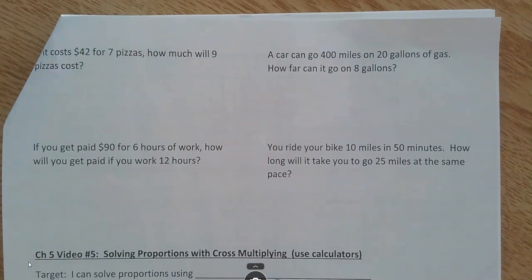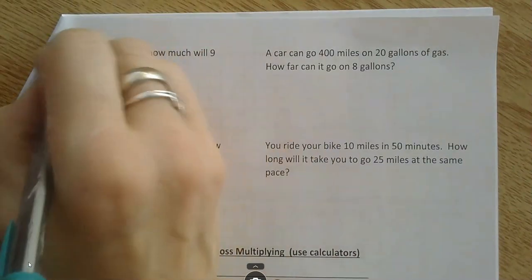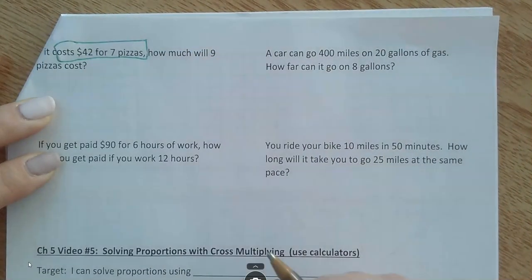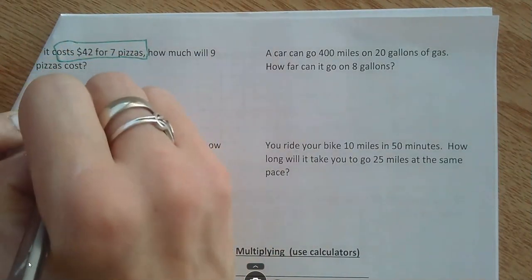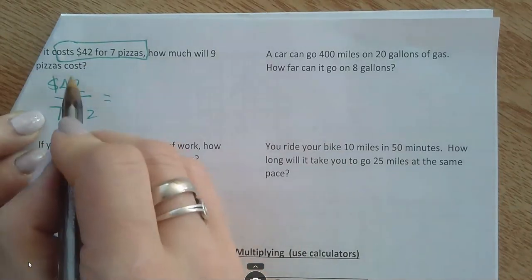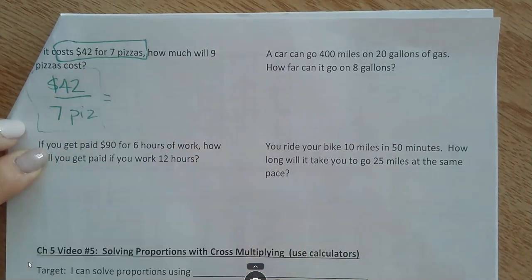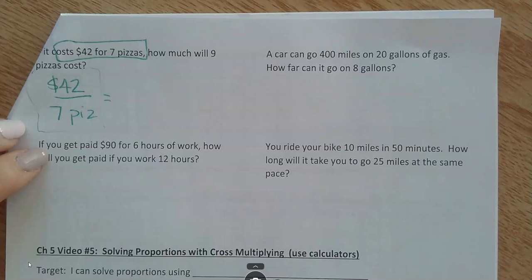Okay, there's 4 more practice problems here. I'm going to do one more and then let you practice the last 3. So it costs $42 for 7 pizzas. That is my first ratio where they're giving me both numbers. I know it is $42 for 7 pizzas. Always fill in that first ratio first where you know both numbers and label them.